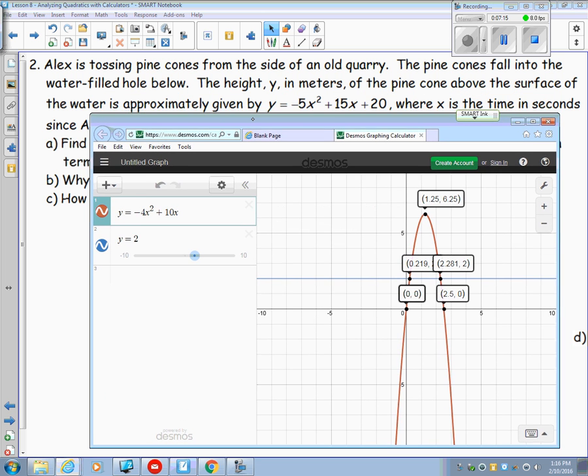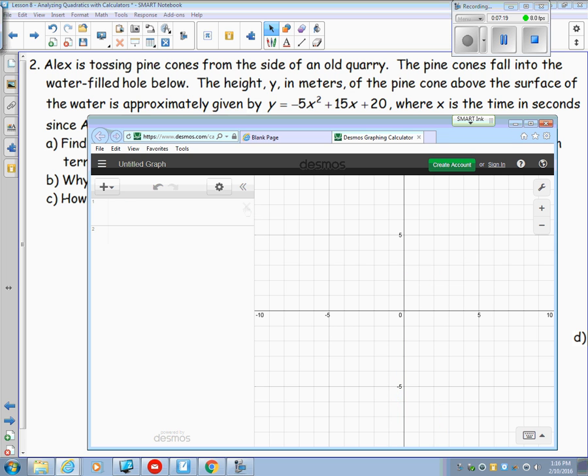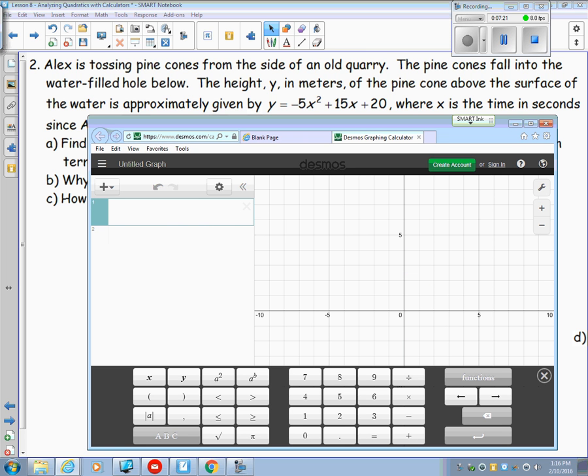I'm going to move it down so I can see the equation. I'm going to get rid of these by touching the x's. Gets rid of my equations. I want to make a new one. So I can type in y equals negative 5x squared plus 15x plus 20. And if I look at my thing, it's actually going off the screen a little bit.